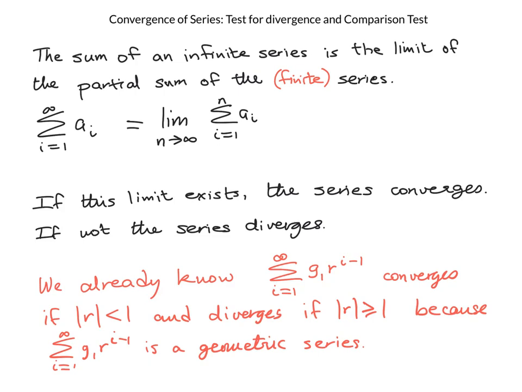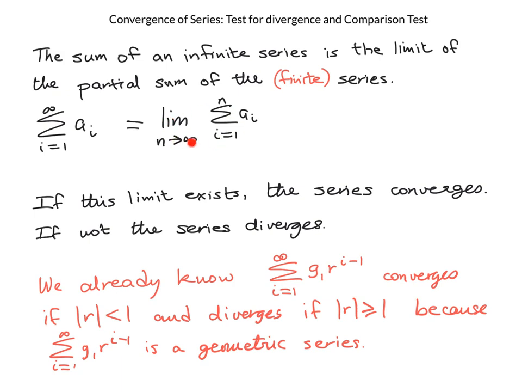So in this lesson, we first encountered testing series for convergence and divergence. First of all, let's talk about what the convergence of a series is. The sum of an infinite series is the limit of the partial sum of the finite series. So if I want to do the sum from 1 to infinity of a sub i, then what I'm actually doing is the partial sum from 1 to n, adding up n of these, and then letting n, that upper limit, go to infinity. So that's really what's going on.